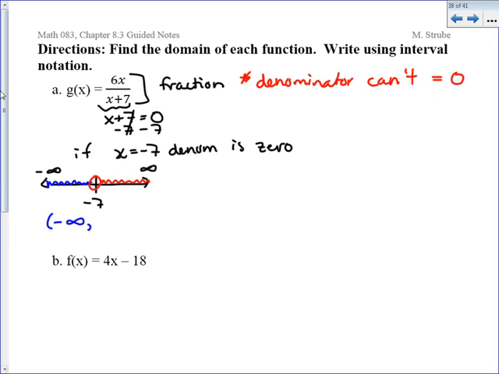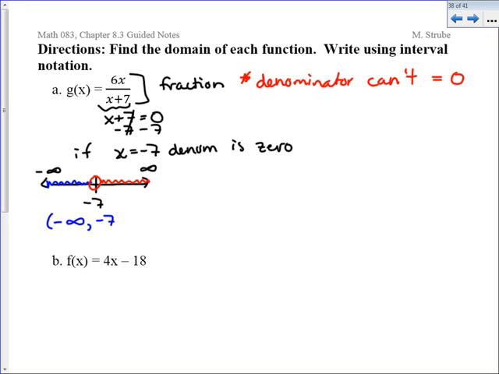And what number does this blue interval go up until? -7. But do we want to include -7? No. So what do I put around the -7? A parenthesis or a square bracket? Which one doesn't include it?